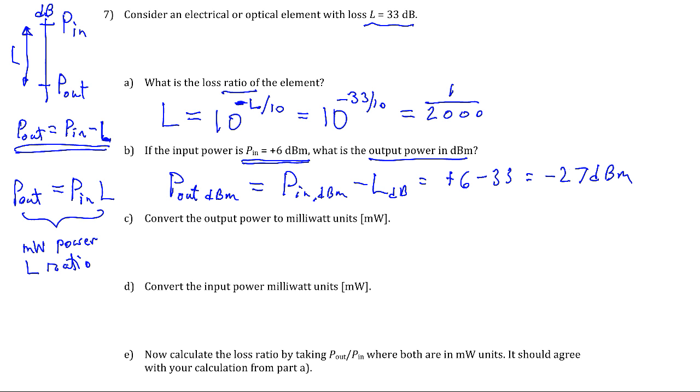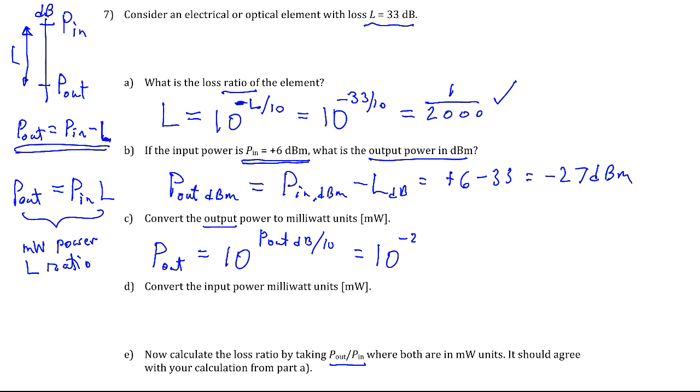But now let's do the whole problem using this loss ratio by first converting both powers to milliwatts and then taking their ratio and verifying that it's 1/2000. Okay, so if I calculate the milliwatt units for the output power, P out, it's 10 raised to the P out in dB units over 10, and so it's 10 raised to the minus 27 tenths, or 10 to the minus 2.7.